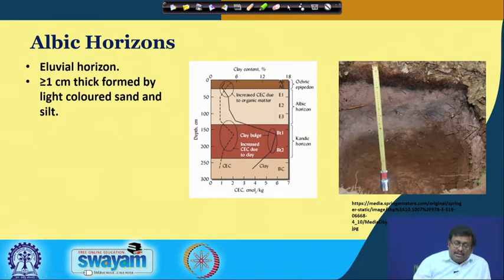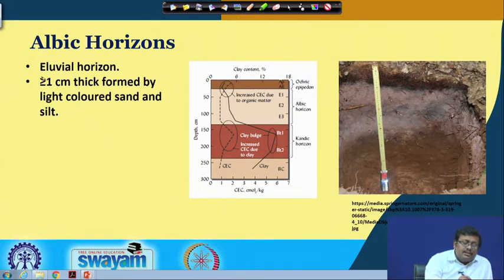Second is albic horizon. Now, albic horizon is basically an alluvial horizon. I have already told you what is alluviation. Alluviation is movement of clay and other materials from upper part of the soil profile to relatively lower part of the soil profile. So, this albic horizon shows an alluvial horizon, and it is greater than 1 centimeter in thickness and formed by light colored sand and silt.